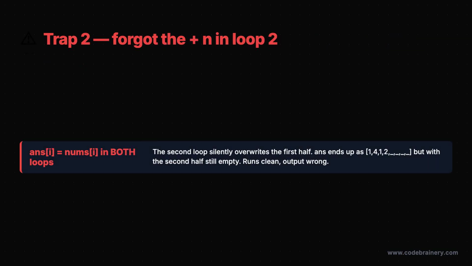Trap 2, sneakier. In the second loop, you forget the offset. You write to the same position I, instead of the offset position. The second loop silently overwrites the first half. The code runs without errors and produces wrong output. Half your test cases pass. Half fail. Hard to spot.